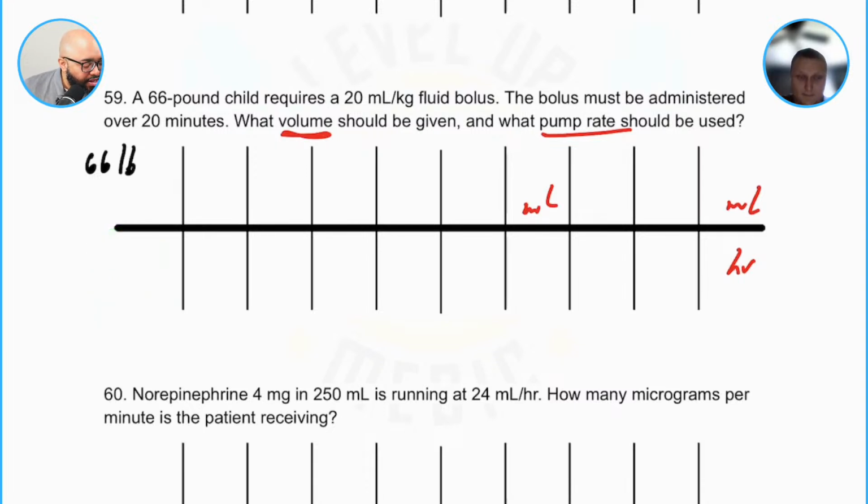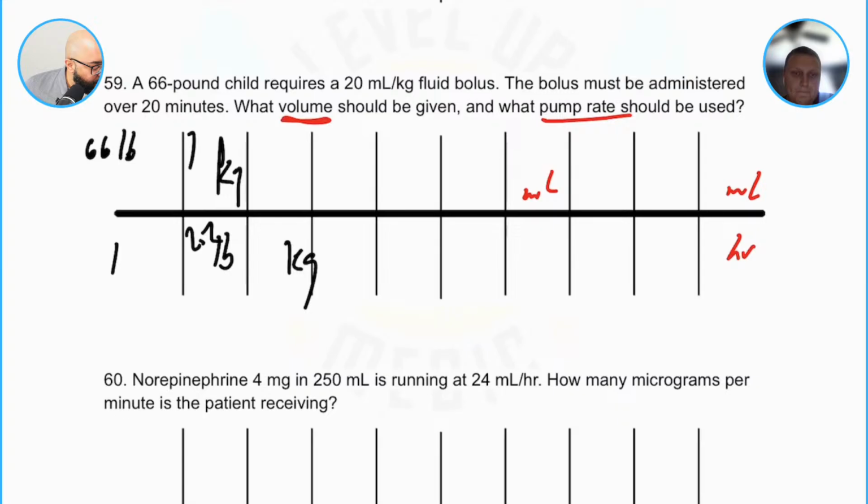66 pounds. Now we're going to go from pounds to pounds there, and then we're going to go to kilograms. Remember, 1 kilogram is 2.2 pounds. Now I have a kilogram in the top. Oh, that must mean I put a kilogram in the bottom.